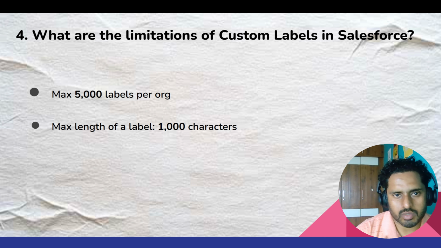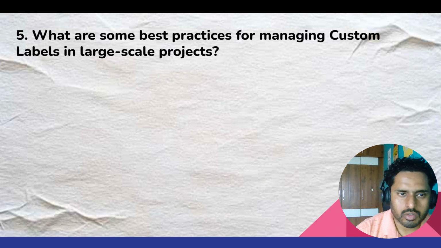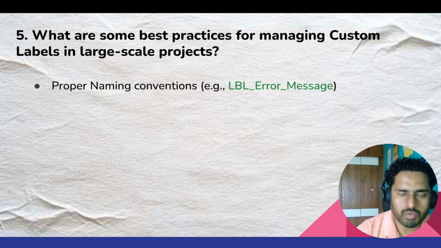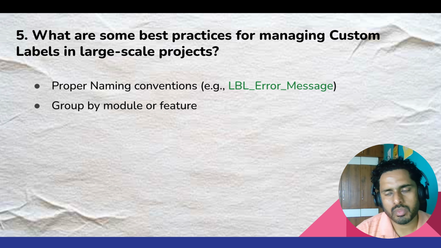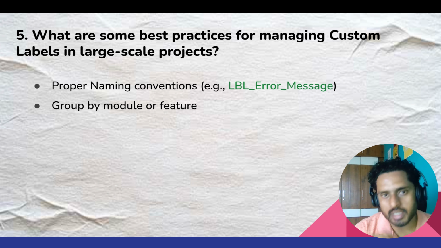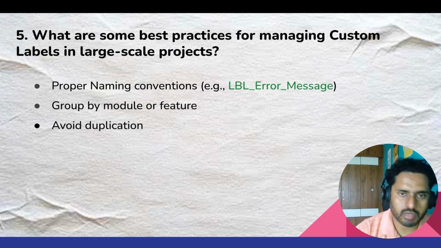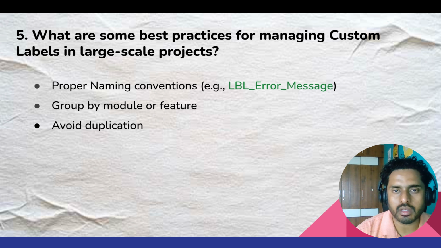So moving on to the next one, what are some best practices for managing custom labels in large-scale projects? Some of the best practices are, we should always have proper naming conventions. We should group by modules or features. Let's say we have 3 different teams and each of them wants to create a custom label. They should always prefix that custom label with their team names or the functionality name or the module that they're working on. So avoid duplicates. Each team needs to check whether the custom label or the text that they are looking for is already available in the system. We should always do this check before creating a new custom label.